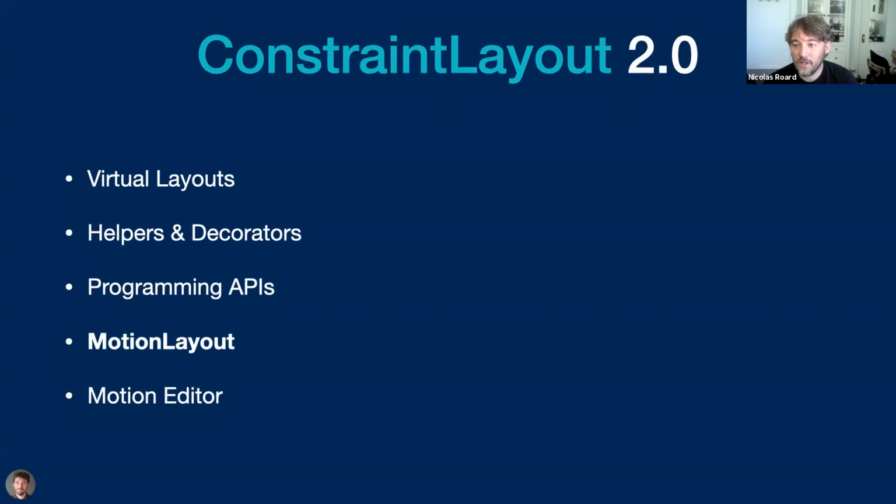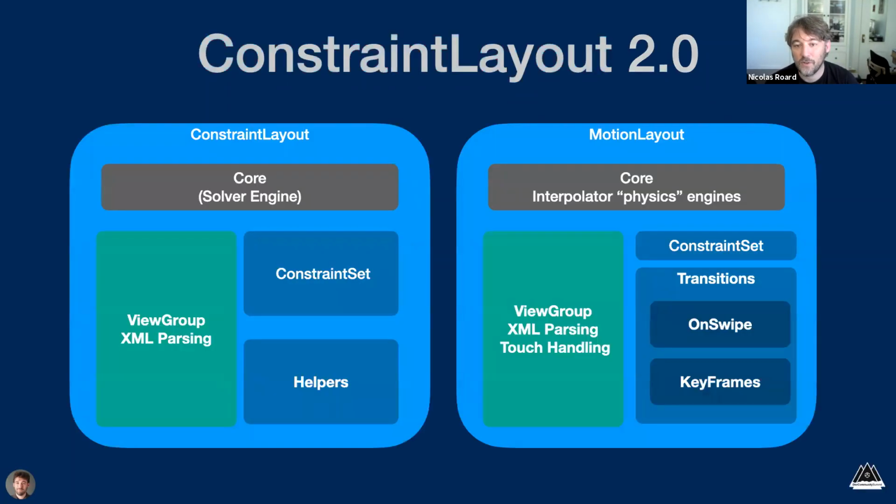So MotionLayout is essentially taking what we can do with the layout in ConstraintLayout, but supporting multiple states and interpolating between those different UI states. And similarly to what we had done for ConstraintLayout with a visual layout editor in Android Studio, we added a motion editor in Android Studio as well. And there was more in 2.0 with virtual helpers, virtual layout, etc.